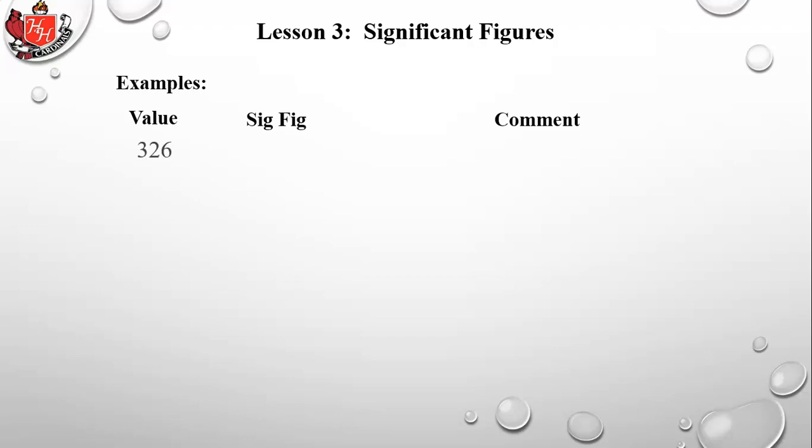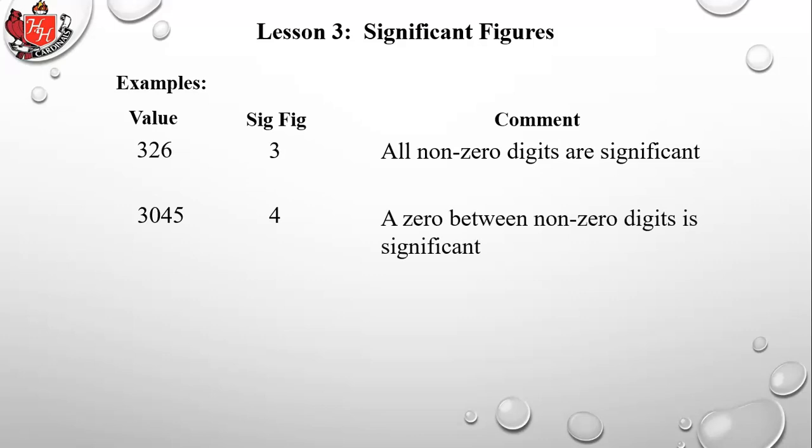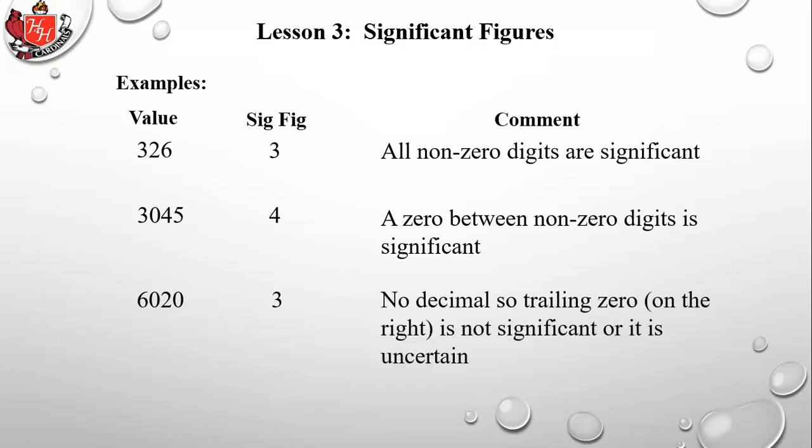So let's see some examples here. And let's see if you can determine, as we do this, how many significant figures. So how many significant figures in the number 326? The answer would be 3. All non-zero digits are significant. 3,045. Answer, 4. A zero between non-zero digits is significant, so that's 4 significant figures. 6,020. There's 3 significant figures there. No decimal, so the trailing zero, the one on the right, is not significant, or it is uncertain. Some books would say it's uncertain. Some books would say you don't count it as a significant figure.